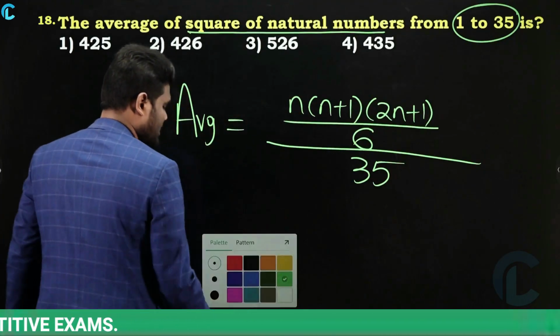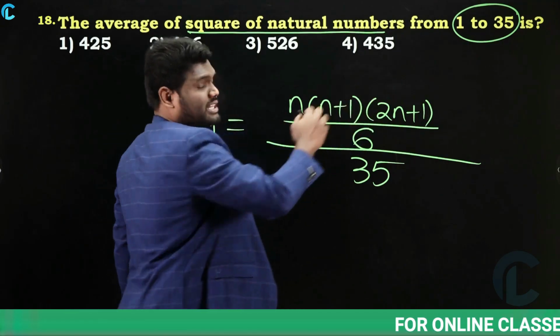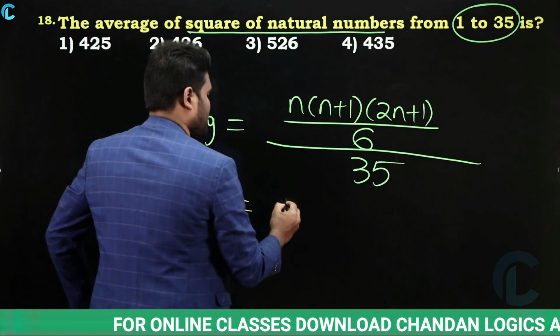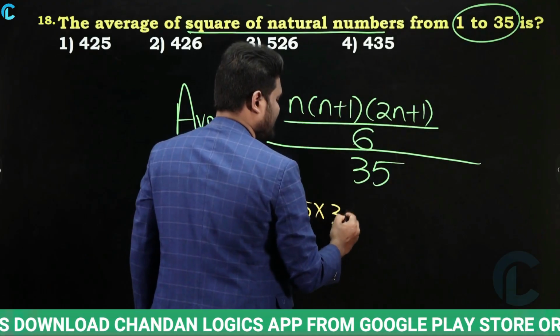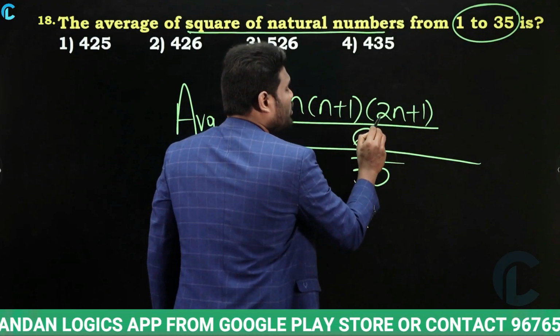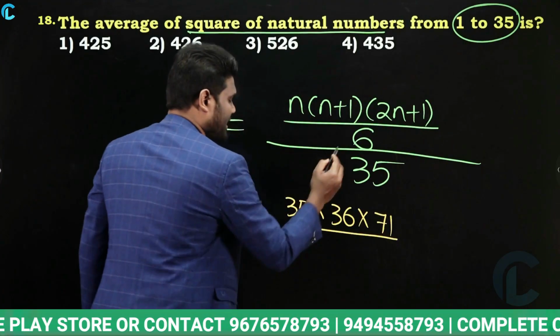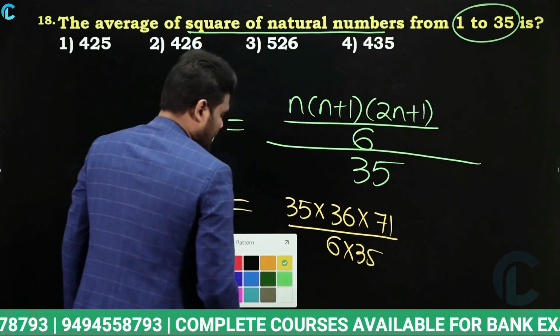Okay. Now calculate this. If you are going to calculate this question, what is the value of n? The n value is nothing but 35. The highest number is nothing but the n value. So n value is 35. So if you solve this, this is going to be 35 into 36 into (2 into 35, which is 70, 70 plus 1 is 71) divided by 6 into 35. Yes or no?